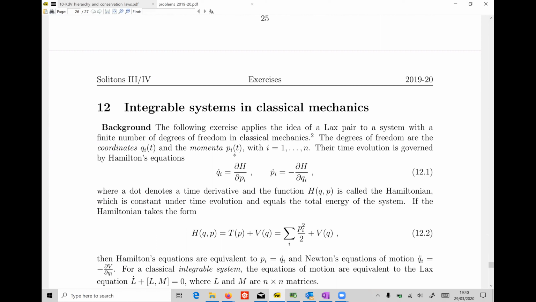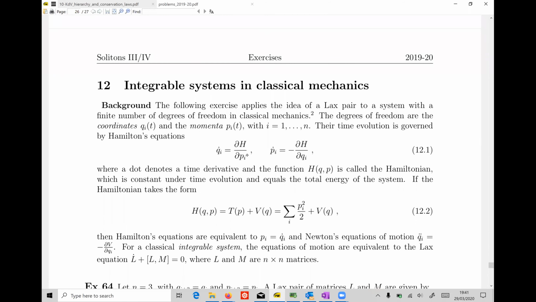And the time evolution in this type of classical system is governed by Hamilton's equations, which are given here in equation 12.1, in terms of partial derivatives of a function called the Hamiltonian, which is a function of the coordinates q and the momenta p. And this Hamiltonian, in fact, has an interpretation of being the total energy of the system, so it's independent of time.